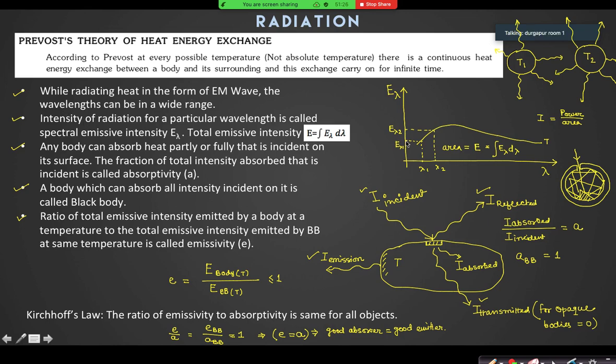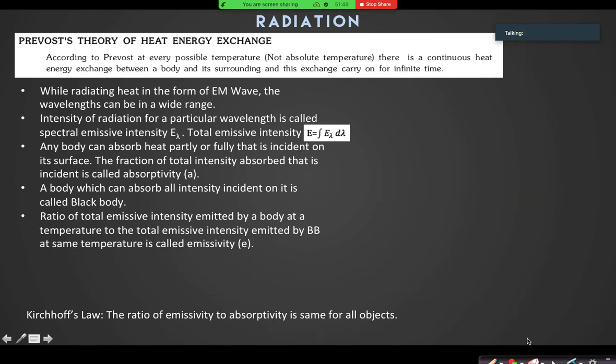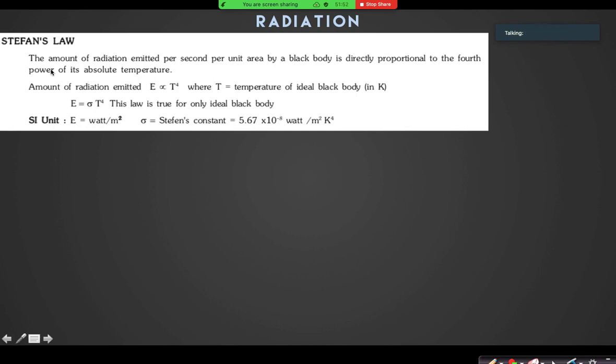Alright, I think it is clear to all of us what radiation is. Different terminologies: spectral emissive intensity, total emissive intensity, absorptivity, black body, and emissivity. We are going to use them in next discussions. Very important now is Stefan's law.